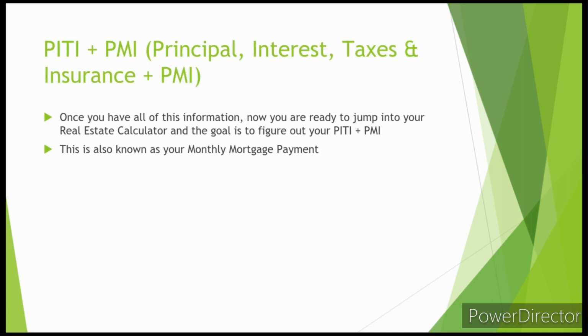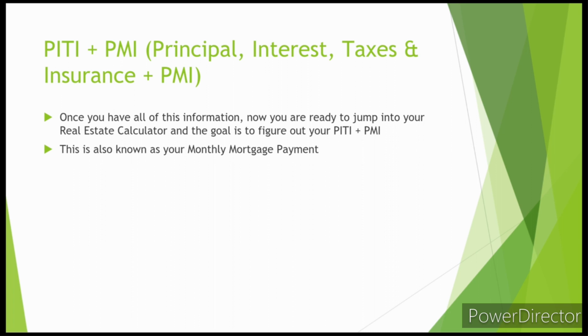So this last screen is PITI plus PMI, or principal, interest, taxes, and insurance, plus your private mortgage insurance. So what does this mean? That's just a whole lot of acronyms, right? What does all this mean?